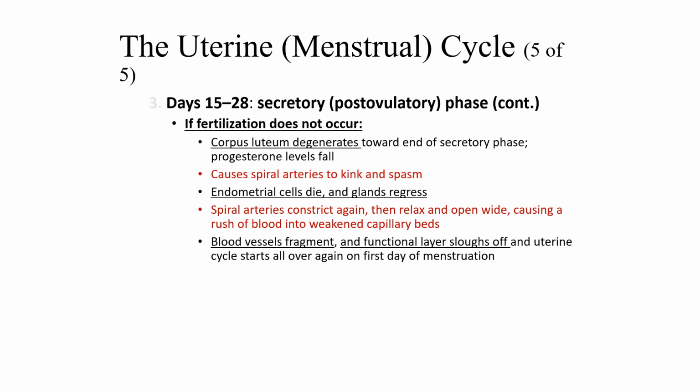And then as the spiral arteries constrict again, they relax, they open up really wide, and this causes a rush of blood into those capillary beds, and that shatters those beds and that tissue so that the blood vessels fragment. They don't explode exactly, but they go poof, and the functional layer begins to slough off. And then you have about 3 to 5 days of bleeding, and while that old layer is being sloughed off, the stratum basalis begins to undergo stimulation for proliferation.